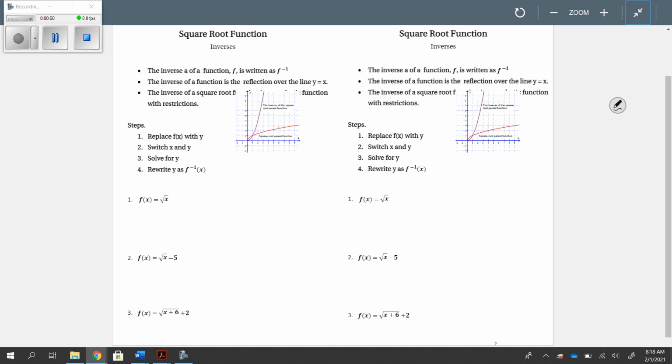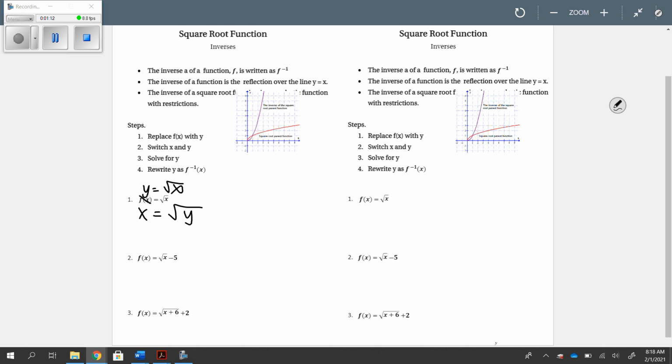That's it. Okay, so number one, we see f of x equals the square root of x. That's the parent function. This is all we do. We rewrite f of x as y equals square root of x. Okay, then we switch x and y. So x equals square root of y. All right, then we solve for y.